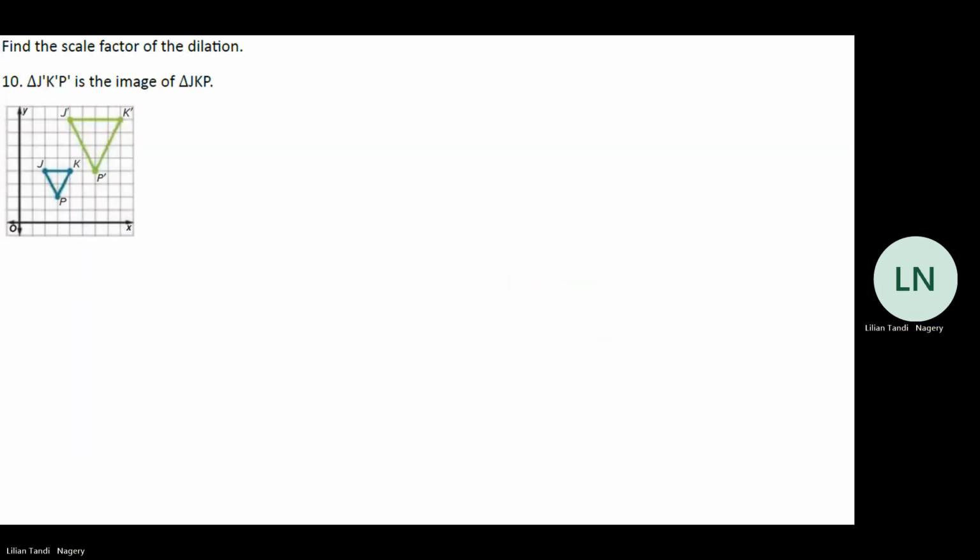Okay? All right. Now you want to find the scale factor of your dilation. You can do this so many ways. So remember, scale factor is equal to image over pre-image. So you can use your points. Let's pick triangle JKP. So let's do it for J, for K, and for P.